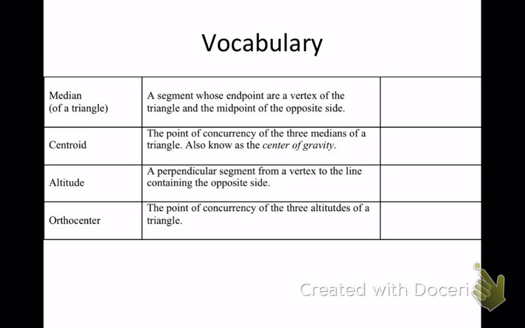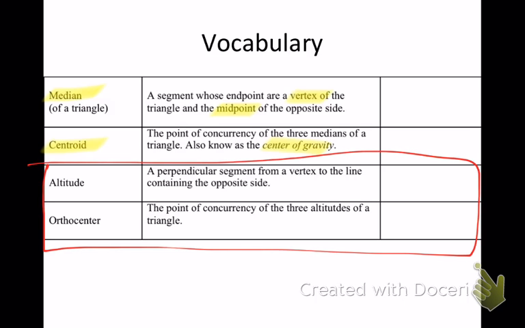So here's what we're talking about today. Yesterday, if you recall, we talked about medians and centroids. Remember, a median was from the vertex to the midpoint. And that's what gave us the centroid, also known as the center of gravity, that perfect balancing point. Today we're going to focus on the altitudes, which give us the orthocenter. So an altitude is a perpendicular segment from a vertex to the opposite side.